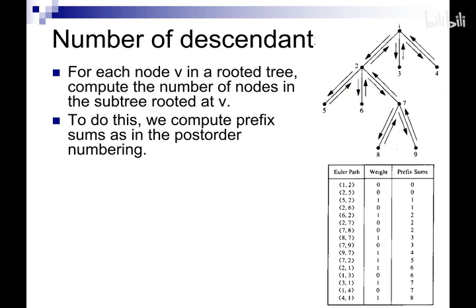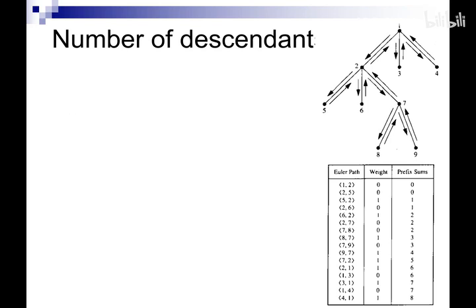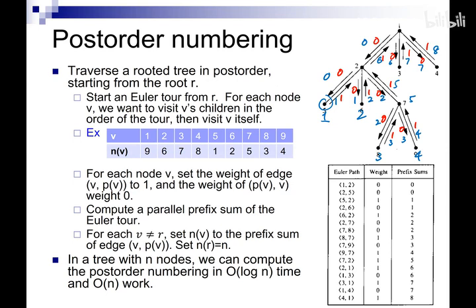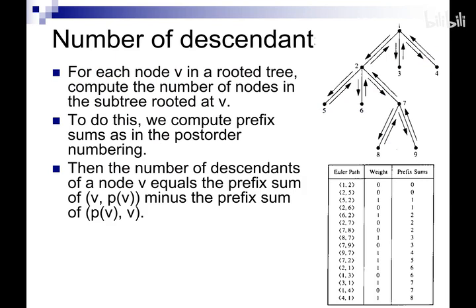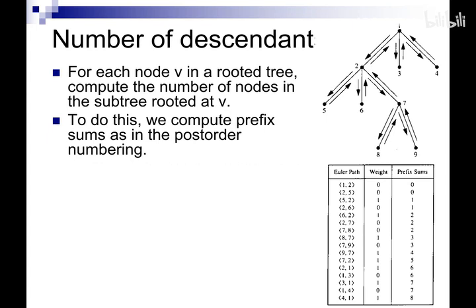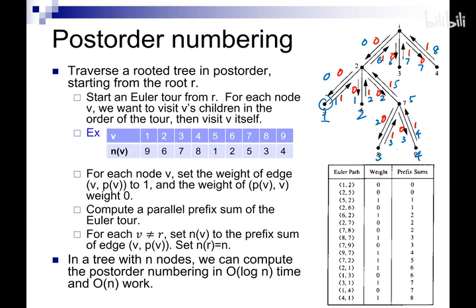In order to do this, we're going to compute a prefix sum just like in the post order numbering. In this numbering, for the downwards edges we put a weight of 0, and for the up edges we put a weight of 1. Then the number of descendants of a node is equal to the prefix sum from the node to its parent minus the prefix sum from the parent to the node. For example, over here we actually computed all these prefix sums. If we're trying to compute, let's switch to green over here.